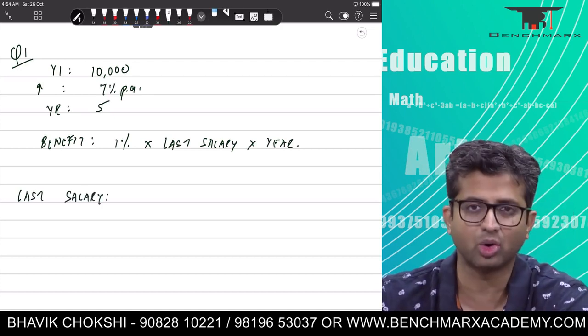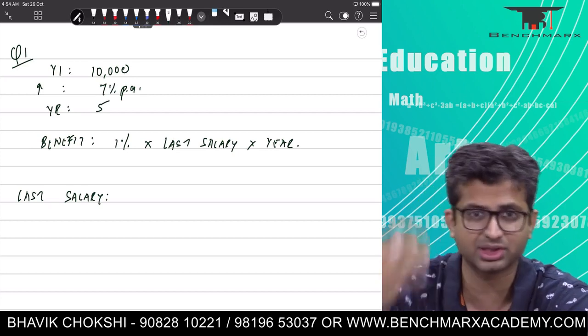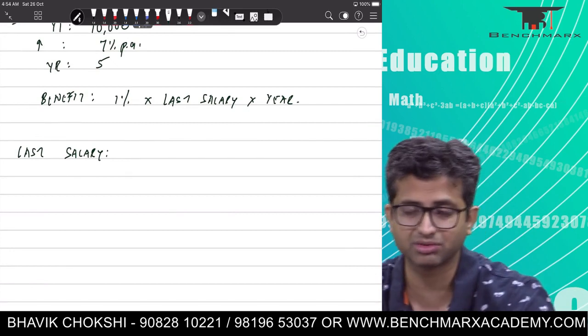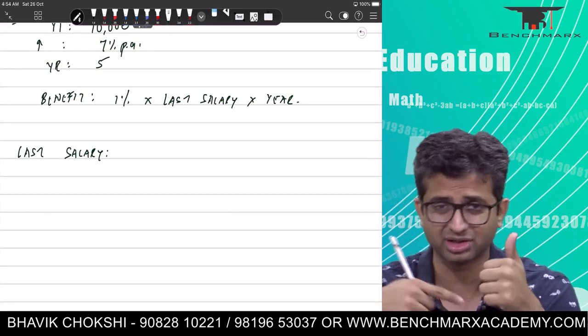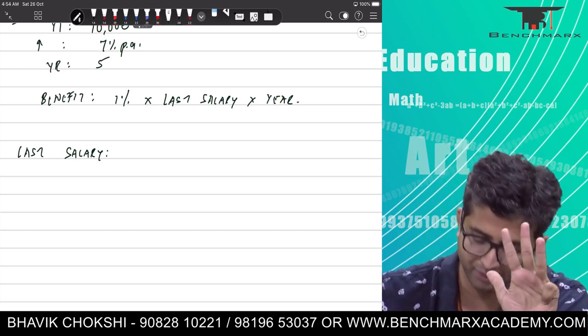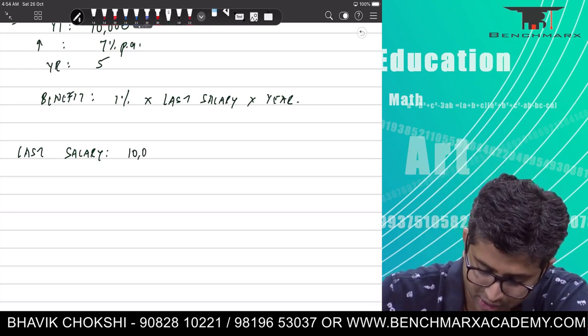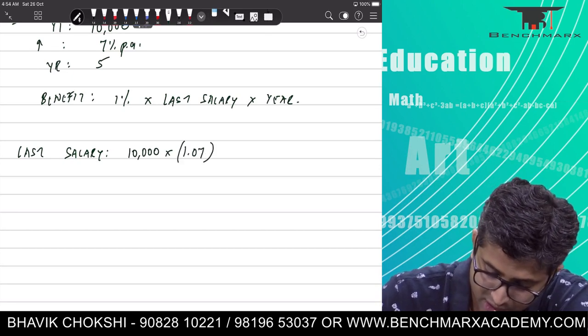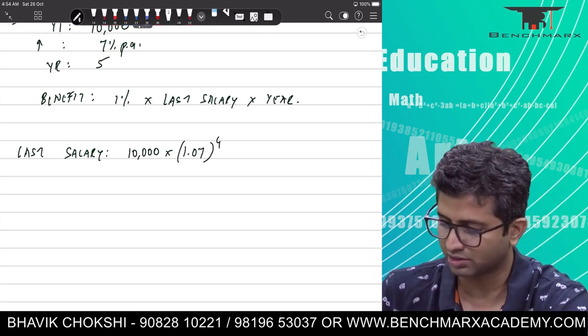So this depends on the number of years he is staying with the company, which is, by the way, 5 years. And as a result, we will say that 10,000, which he is receiving in year 1, will be increased by 7% in year 2, then in year 3, then in year 4, and then in year 5. So for a matter of 4 years, there will be a price increase. That is 10,000 into 1.07 raised to 4. Remember, he is staying for 5 years.